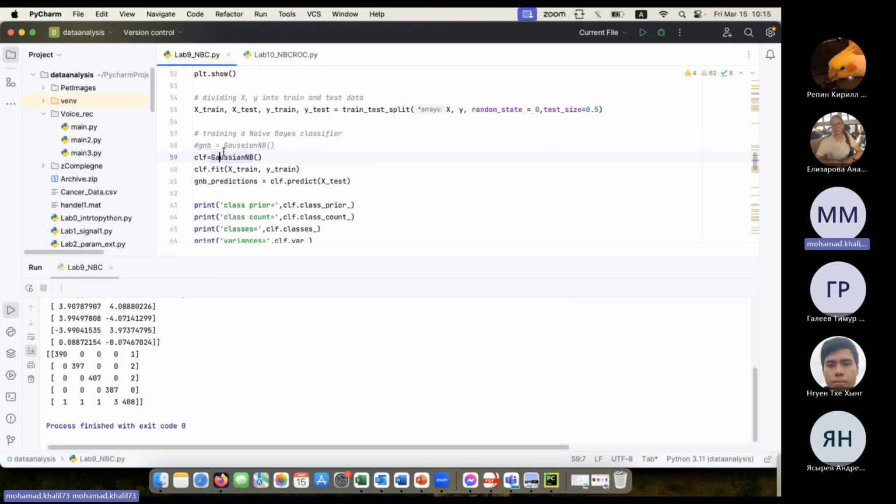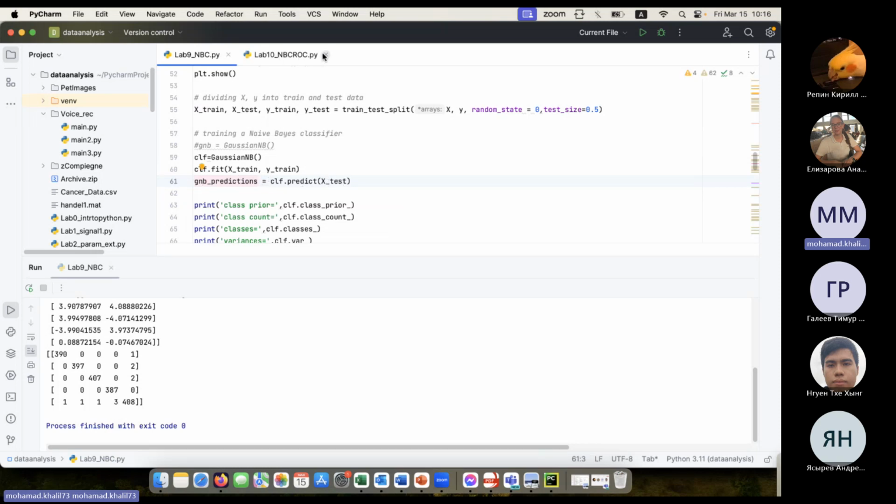For example, when you create your classifier, you say fit. So it will take X train, and for every class, it will estimate the mean and the covariance. For every class coming from Y train, it can estimate the mean and the variance. And then the prediction is equal to CLF predict X test.